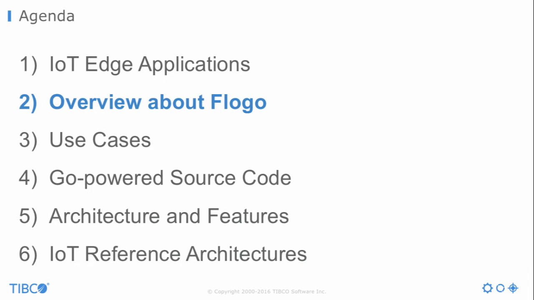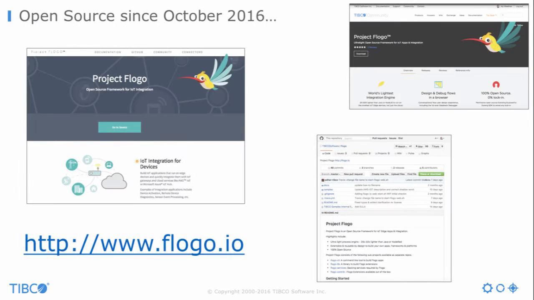So let's now take a deeper look into Flogo, what it is. Flogo is open source since October 2016. It's available on flogo.io, that's the Flogo website, as you can see here. And we will later also take a look at the code, which you can find on GitHub. As I said, under the permissive BSD license, so we really want to see other people use it. Even without us, without TIBCO, you can use Flogo for free and for your use cases.